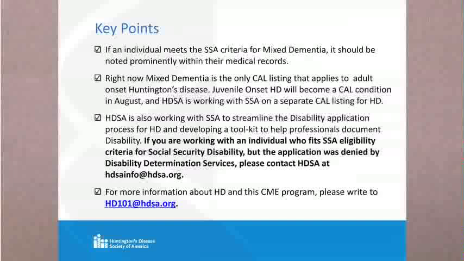HDSA is working with SSA to streamline the disability application process for HD and developing a toolkit to help professionals document disability. If you're working with an individual who fits SSA eligibility criteria for Social Security disability, but the application was denied by Disability Determination Services, please contact HDSA at hdsainfo@hdsa.org. HDSA will be in touch with you as more information becomes available.